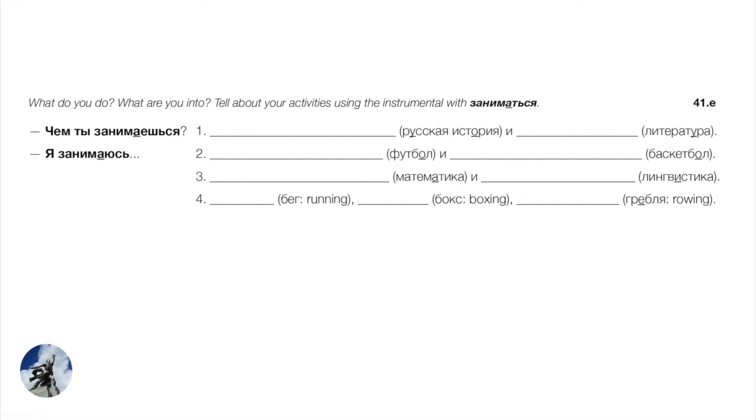Number two, I do football, right? So again, this could also be a sport, or almost any activity you could think of. Activities, interests. Я занимаюсь футболом и баскетболом. Number three, I do math and linguistics. Я занимаюсь математикой и лингвистикой. Or I'm into running, boxing, and rowing. Я занимаюсь бегом, боксом и греблей.